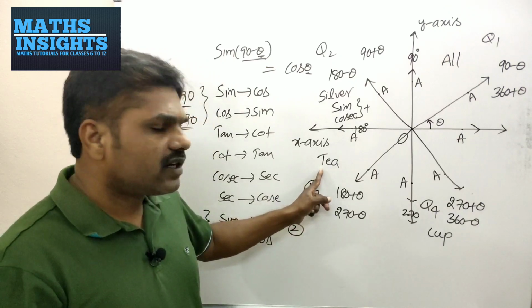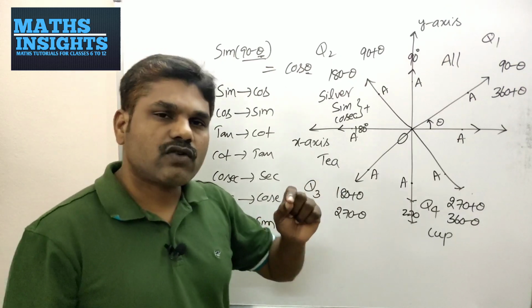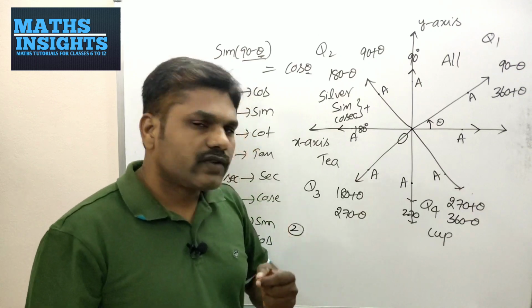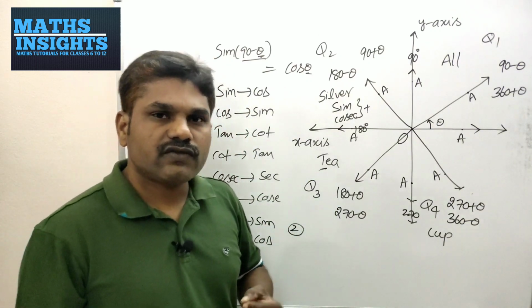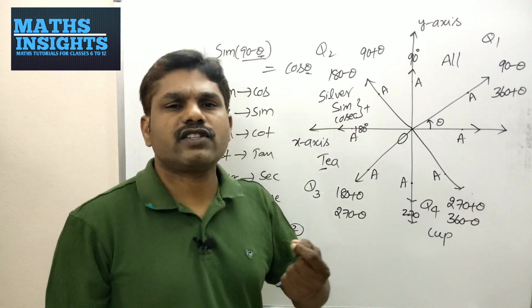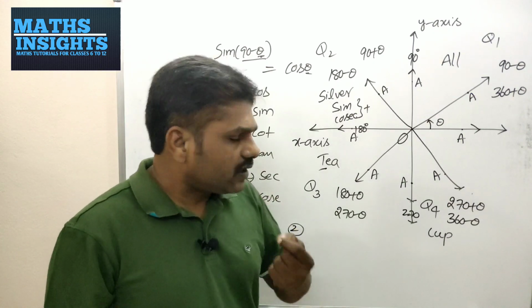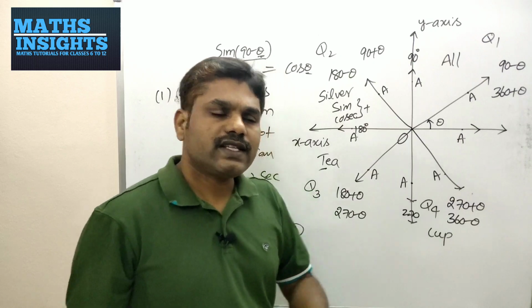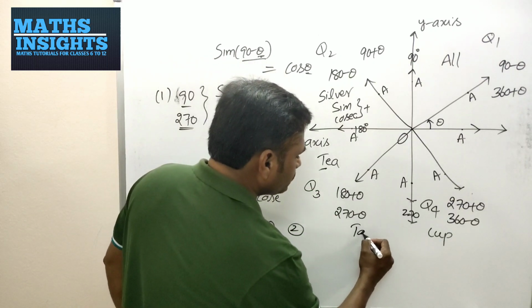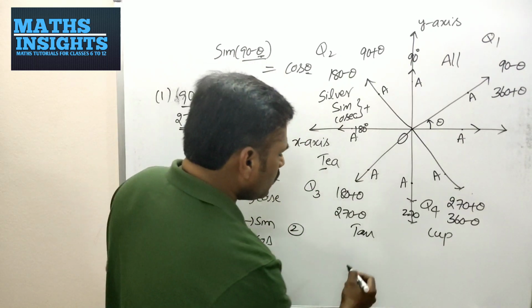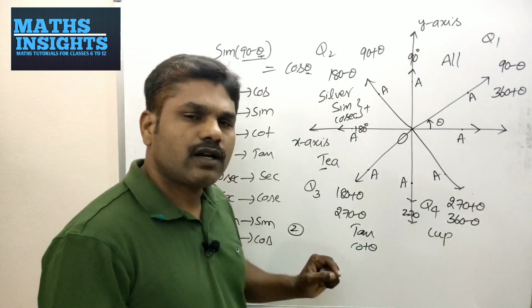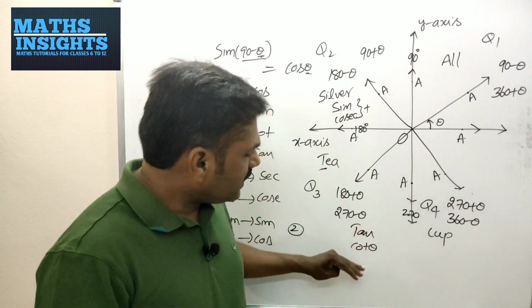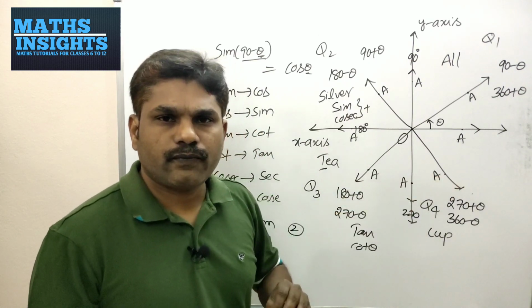Coming to the third quadrant, T, the word T is starting with the letter T. Therefore, the trigonometric ratio which starts with the T and its reciprocal. The trigonometric ratio starting with T is tan theta, and its reciprocal is cot. So these two are positive and the remaining are negative.